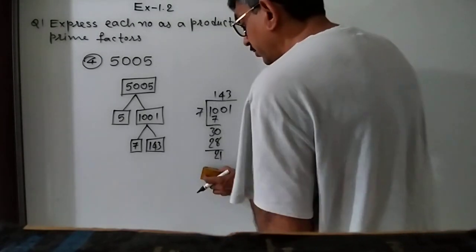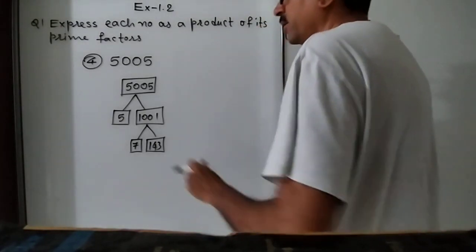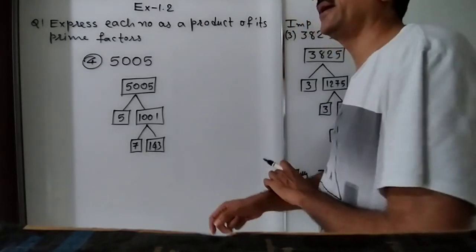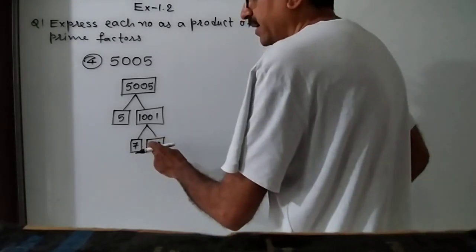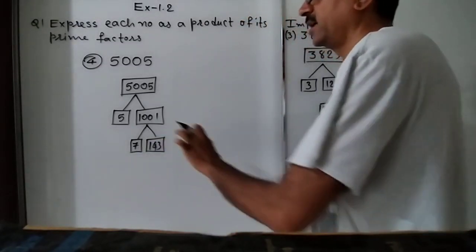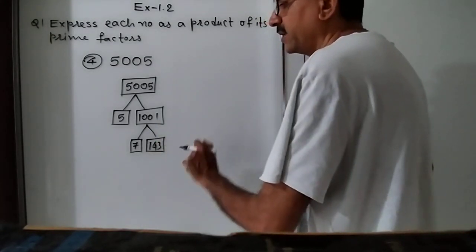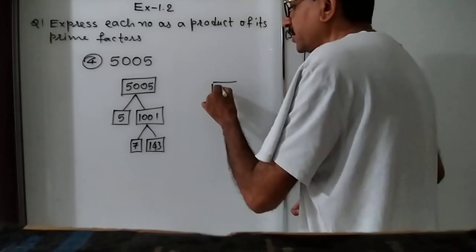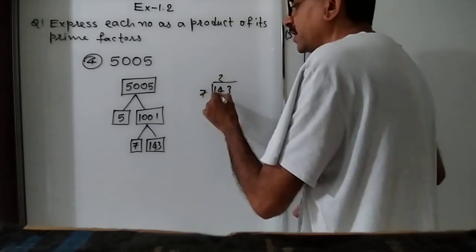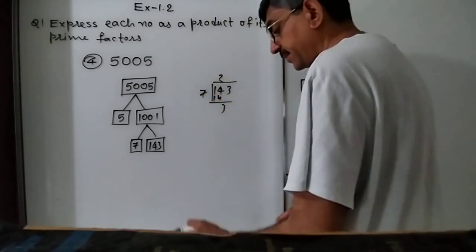Okay, now this is not divisible by 2. This is not divisible by 3 as the sum is 8. Try to divide it by 7. 7 is not possible because 3 is left. 7 2s are 14, 3 is left.